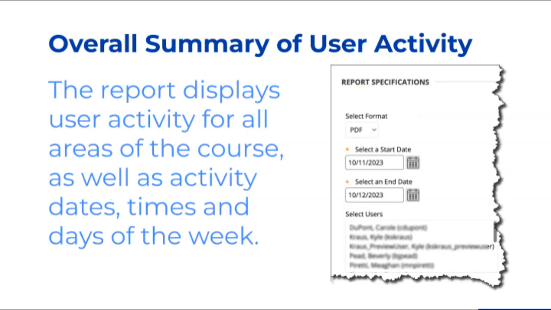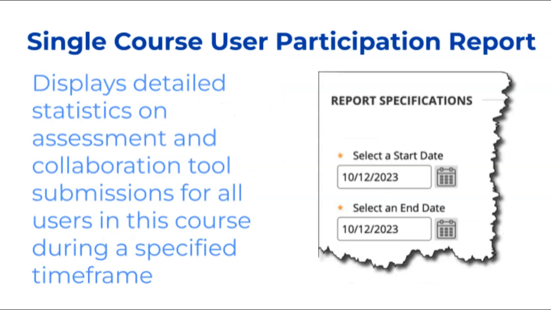Overall Summary of User Activity. This report displays user activity for all areas of the course, as well as activity, dates, times, and days of the week. Single Course User Participant Report displays detailed statistics on assessment and collaboration tool submissions for all users in this course during a specific time frame.